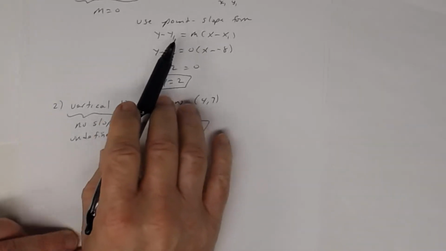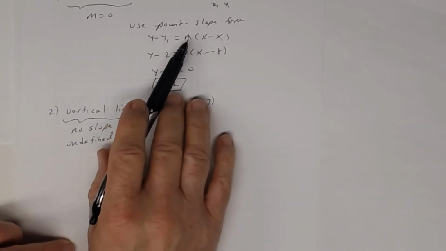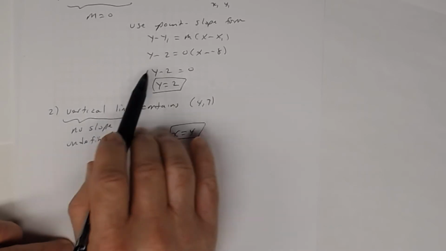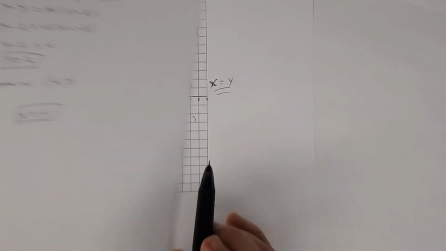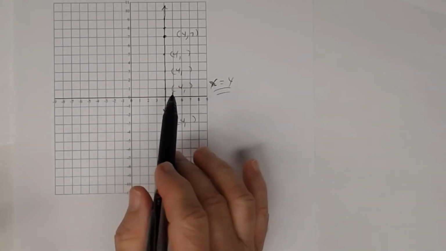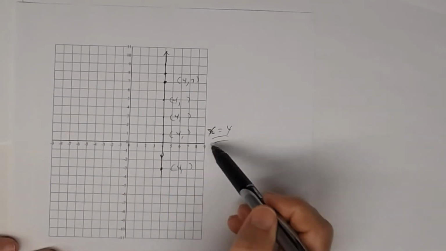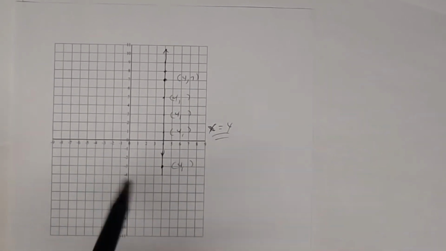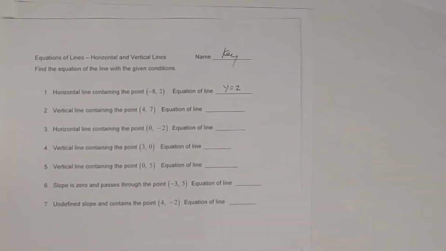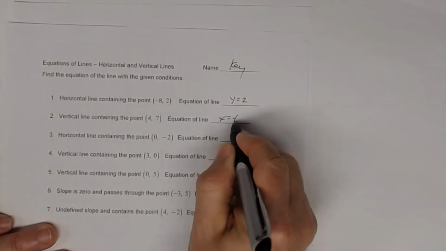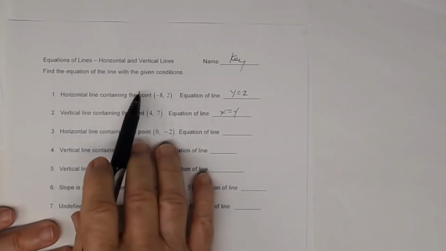So remember, you cannot use point-slope form here because this vertical line doesn't have a slope. So you are forced to think of what a vertical line is in terms of its equation. All right, so number 2, the answer is x equals 4. And then number 3 is kind of like number 1.